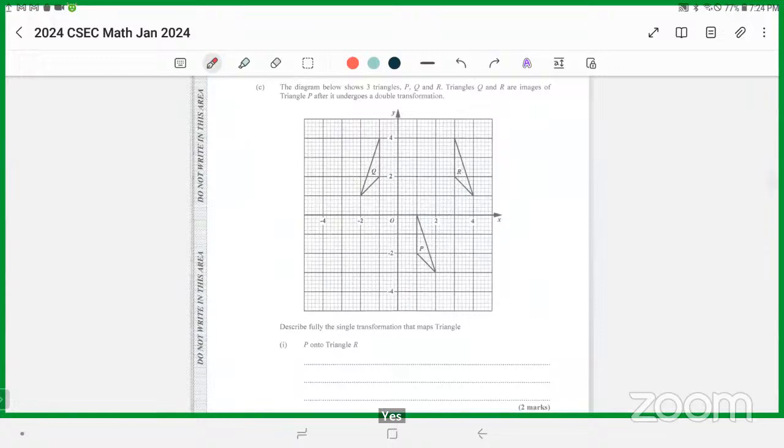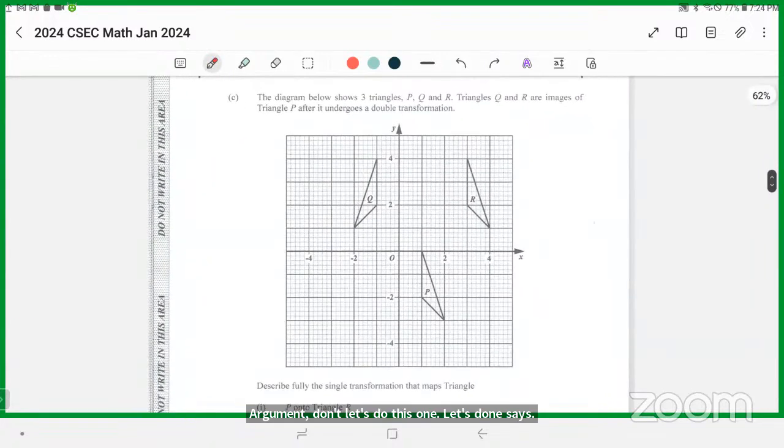Question says, the diagram below shows 3 triangles, P, Q, and R. It says Q and R are the images of P under a double transformation. So we start with P, and we go to Q, and we go to R. Or maybe the other way. No matter, let's follow the instructions.